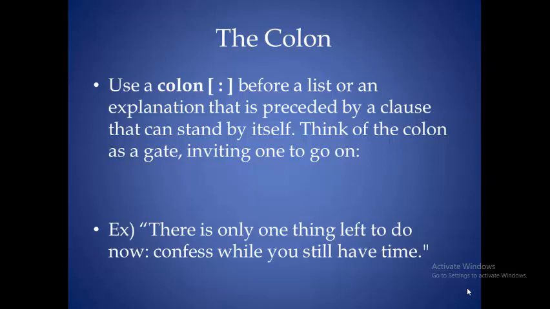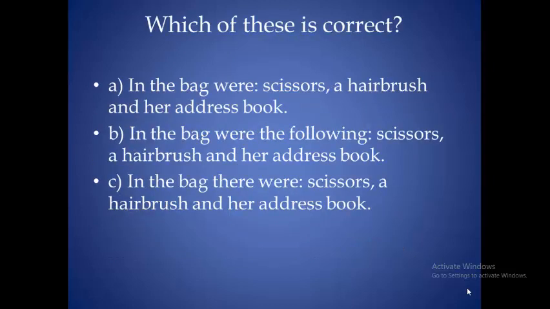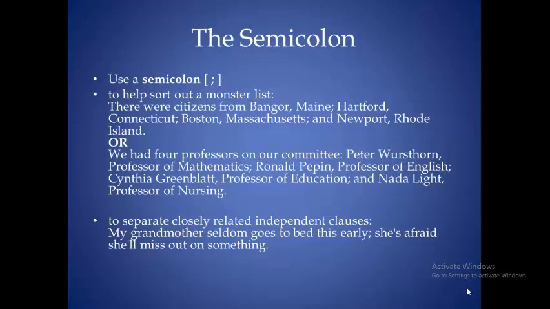So if you have a gate and you want somebody to go through, you can use a colon. A colon is like a gate. You are waiting for more speech to clarify the speech before. Okay, we have the semicolon. Use a semicolon to help sort out a monster list. If you have more than one person, city, or country, you classify and sort them out. You can use a semicolon like that.